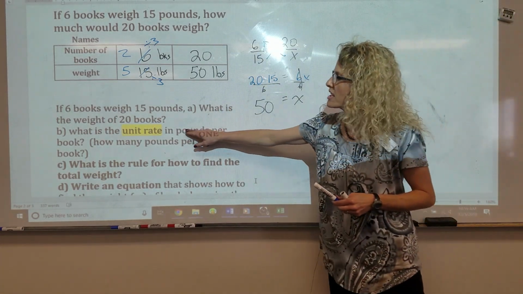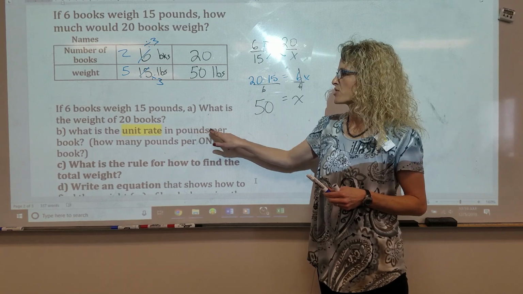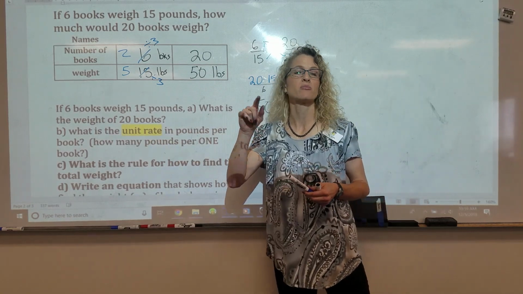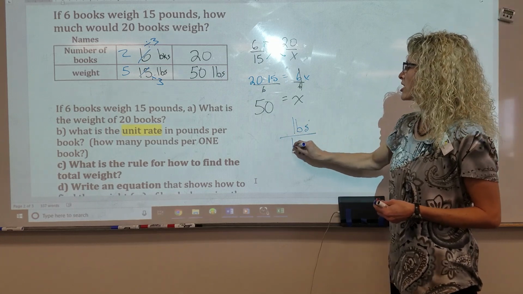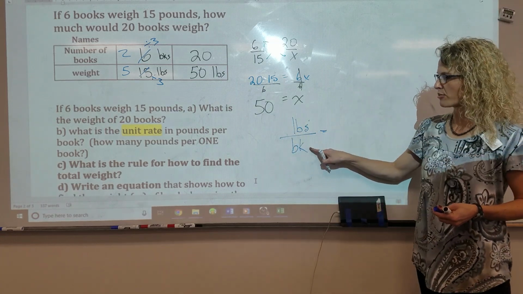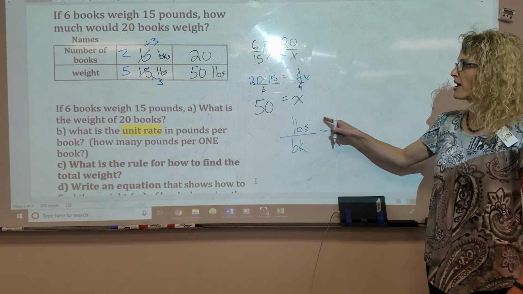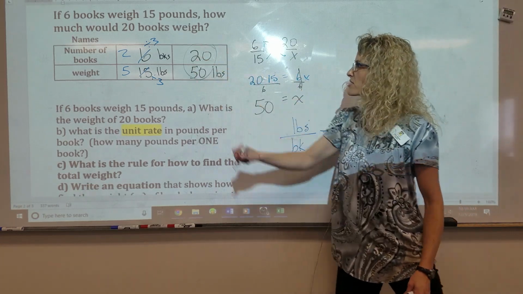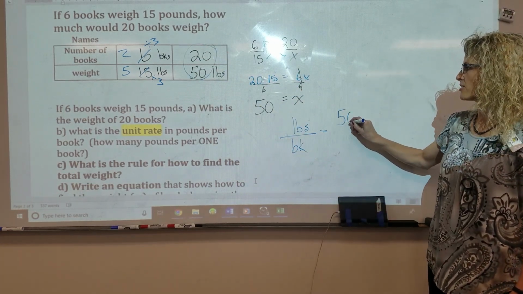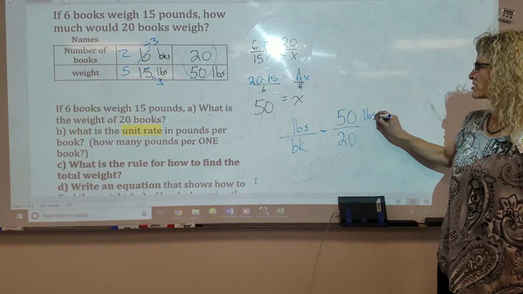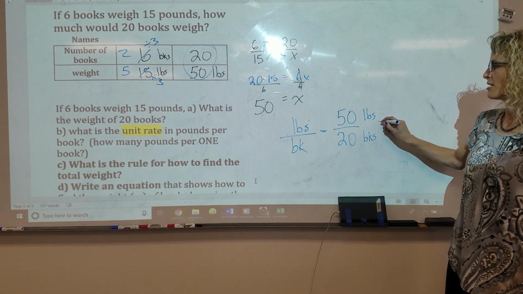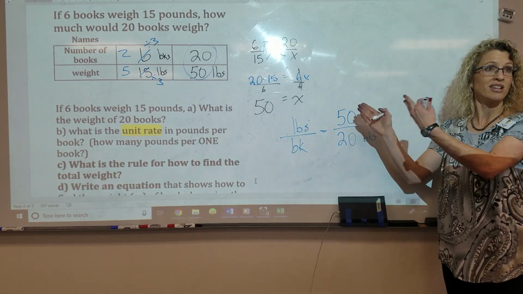Okay, so part B, it says, what is the unit rate in pounds per book? That's the giveaway. It says pounds per book. So I'm going to write pounds per book. That tells me what to put on top and what to put on bottom to find my unit rate. Pounds, let's pick the easy one with the zeros. I'm going to go 50 pounds over 20 books. This is pounds, this is books. And I'm going to just reduce that or divide 20 into the 50.